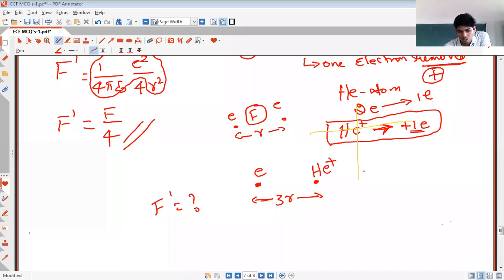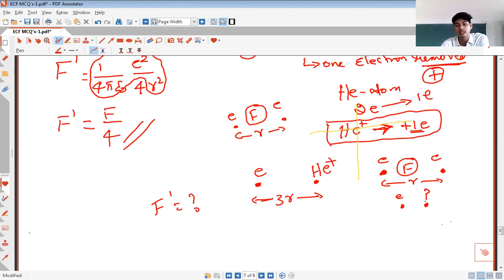Force between two electrons separated by distance r in air or vacuum is F. What will be the force between an electron and a proton if the distance between them is r by 2?